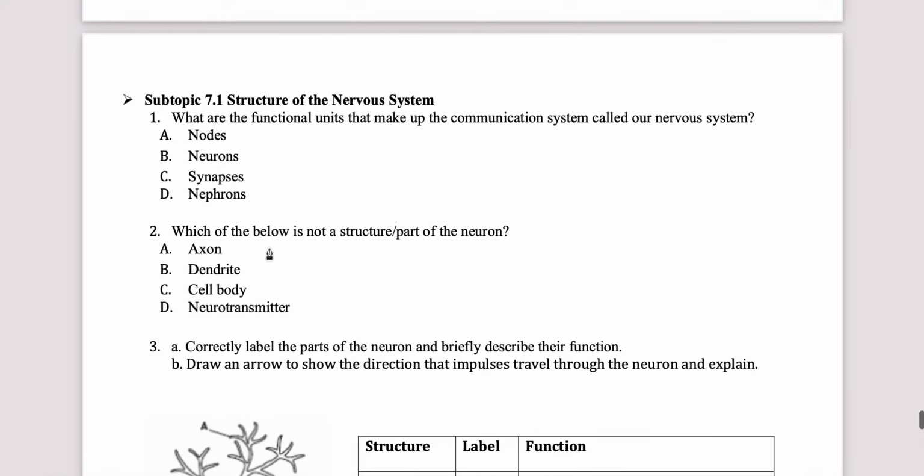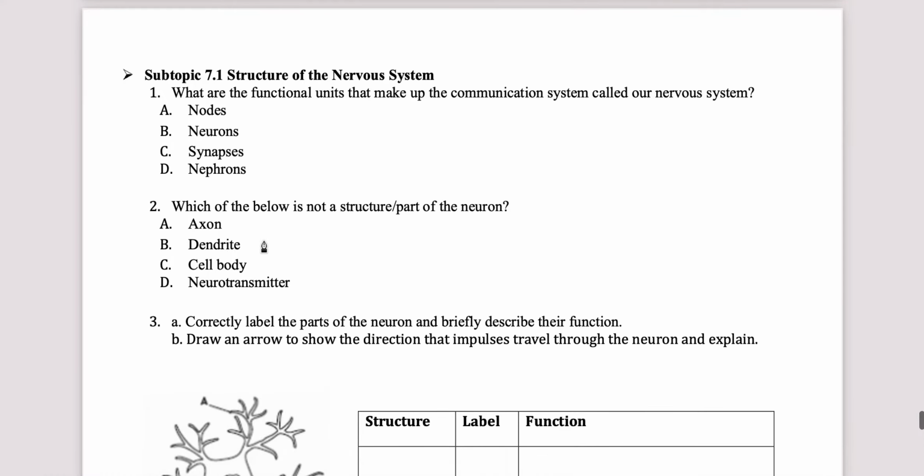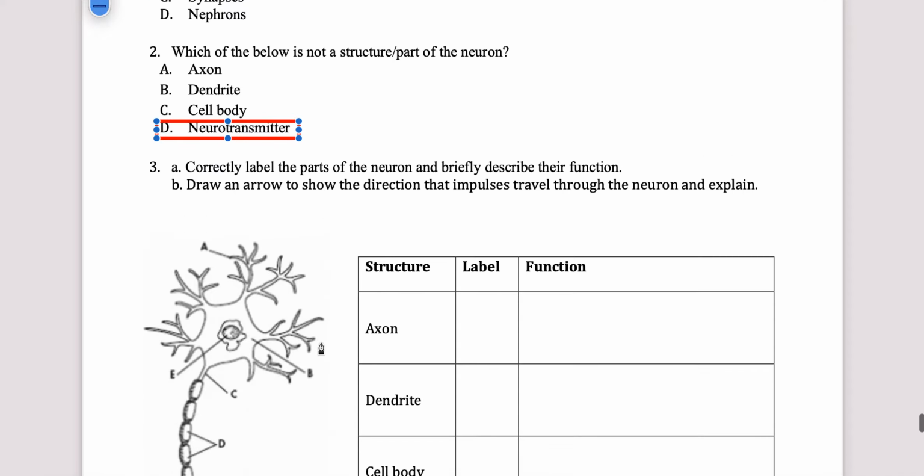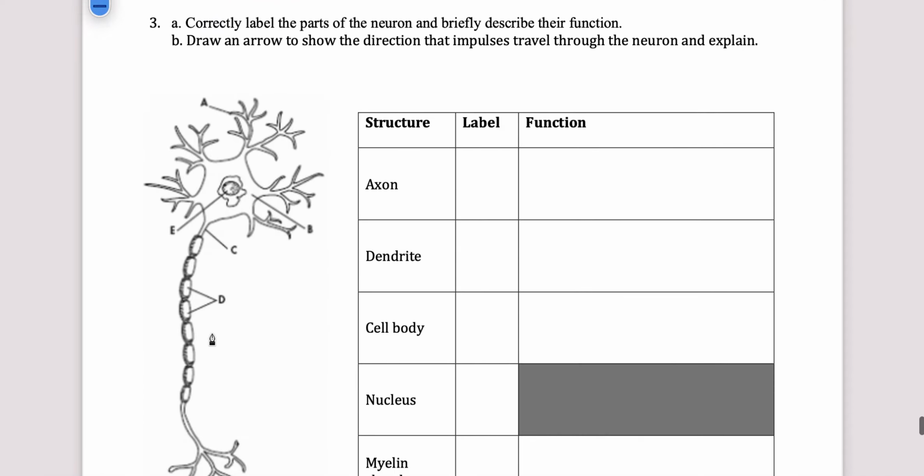So quickly going through it and following the elimination rule once again. Structure of the nervous system, functional unit, very easy, neuron. Which of the below is not a support structure or part of the neuron? We have axon, we have dendrite, we have cell body, so it means that the neurotransmitter is not part of it. Then we have the diagram of the neuron.